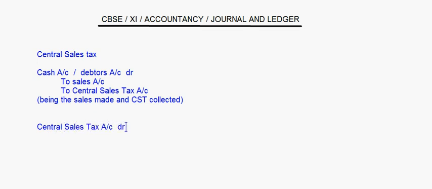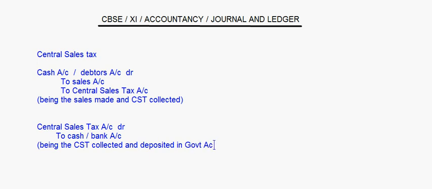Now it will be credited to cash or bank account. To cash or bank account. This is basically being the CST collected and deposited in government account, right? So these are the two entries pertaining to the central sales tax.